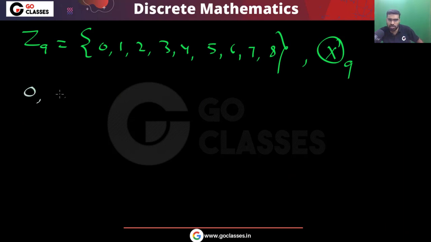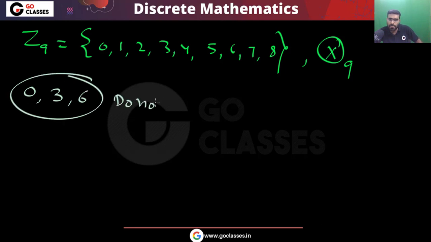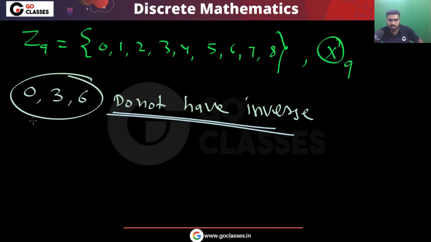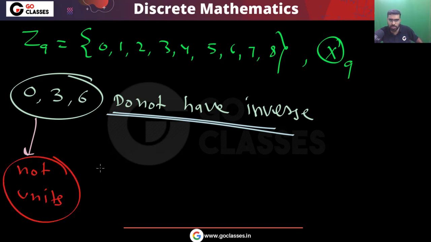You can see 0 does not have inverse because 0 is not co-prime with 9. Similarly, you can notice that 3 does not have inverse. Similarly, 6 does not have inverse. These elements do not have inverse. Why? The reason is simple: these are not units, or I can say these elements don't have inverse. And what is the reason? Because these elements are not co-prime with 9. You can check, these are not co-prime with 9.